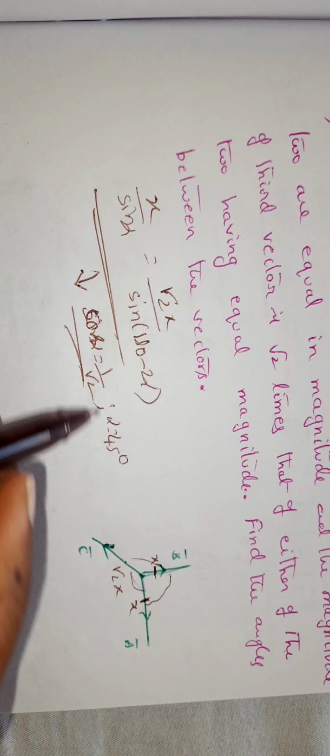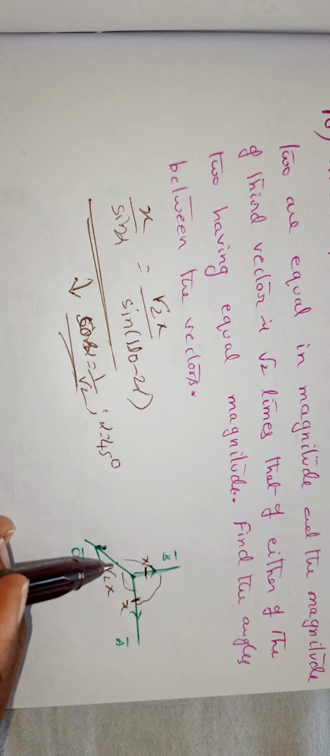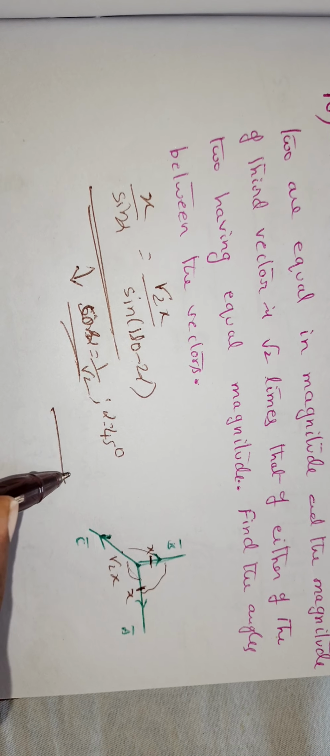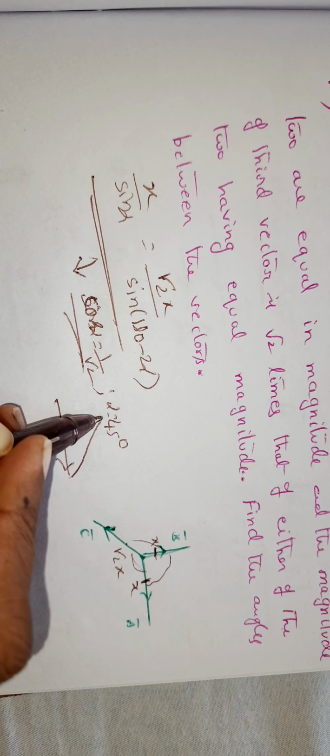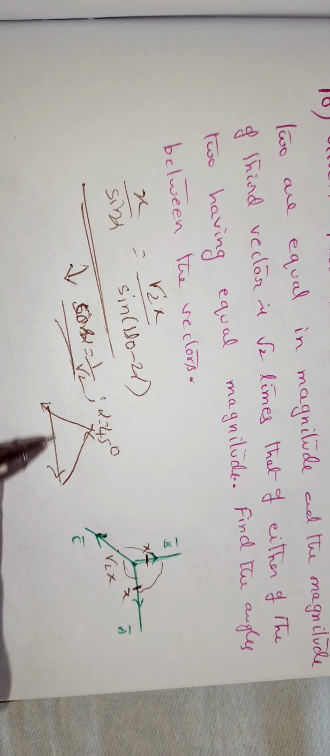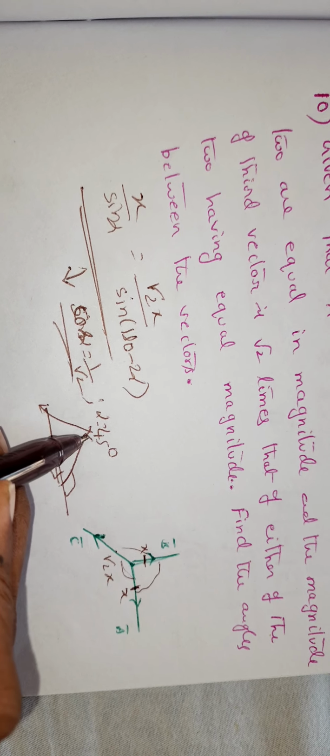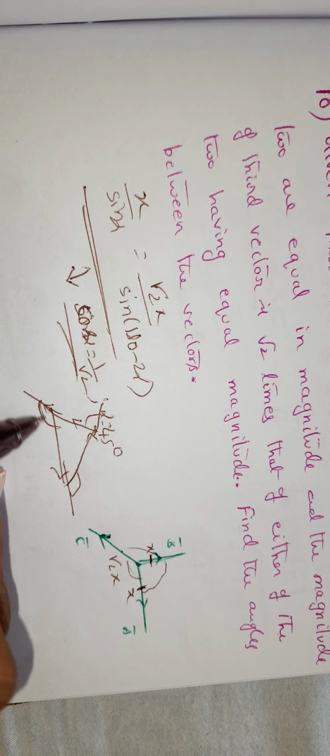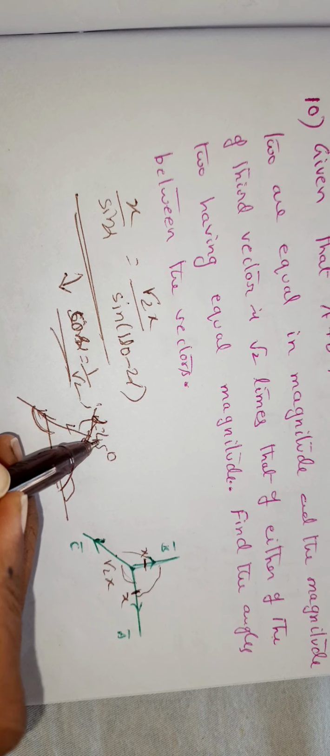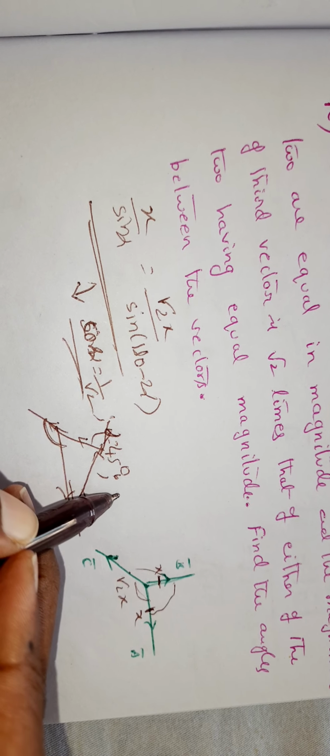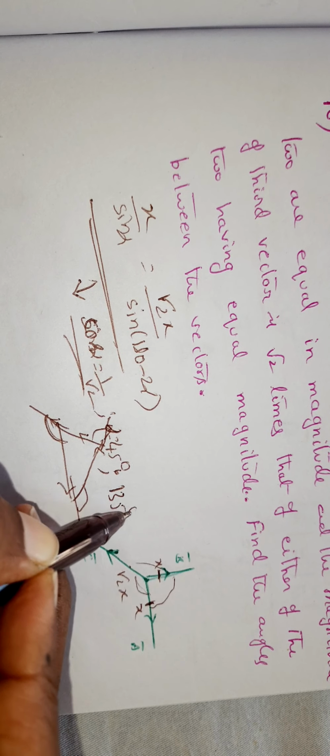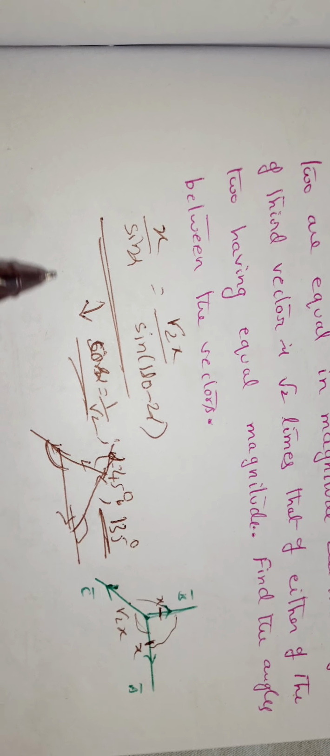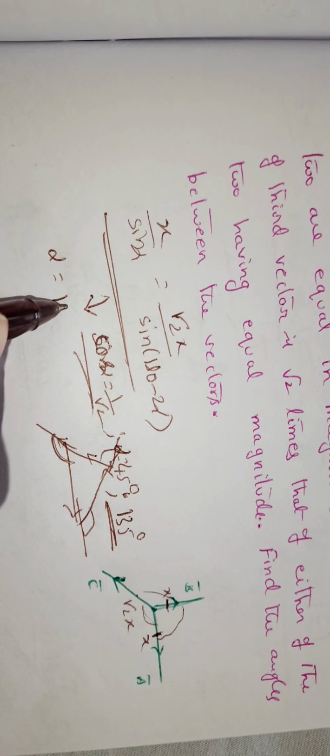But see, these are all obtuse angles, right? Even if you draw Lami's theorem as a triangle, you know that the angles between vectors are always obtuse when it is in equilibrium. So other than 45, what is the next angle for which it is 1 by root 2? 135 degrees. So alpha is equal to 135 degrees.